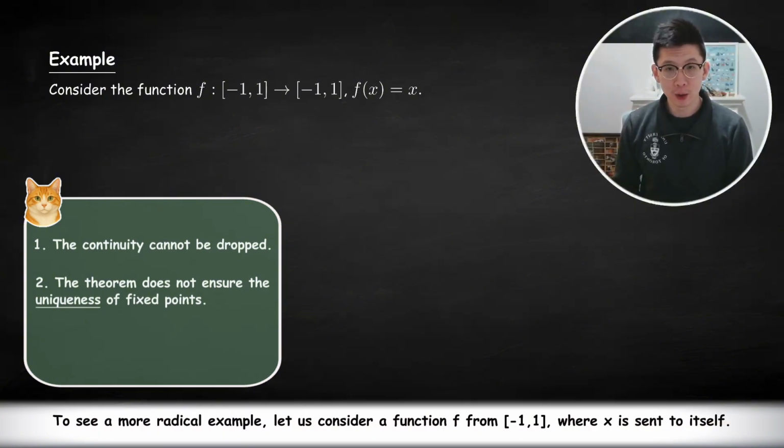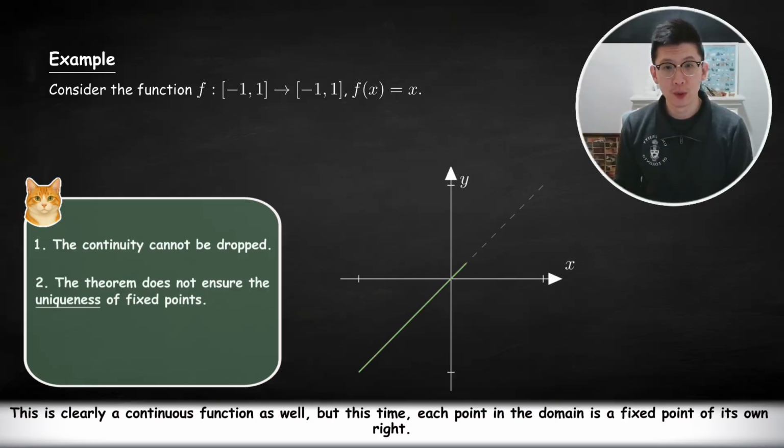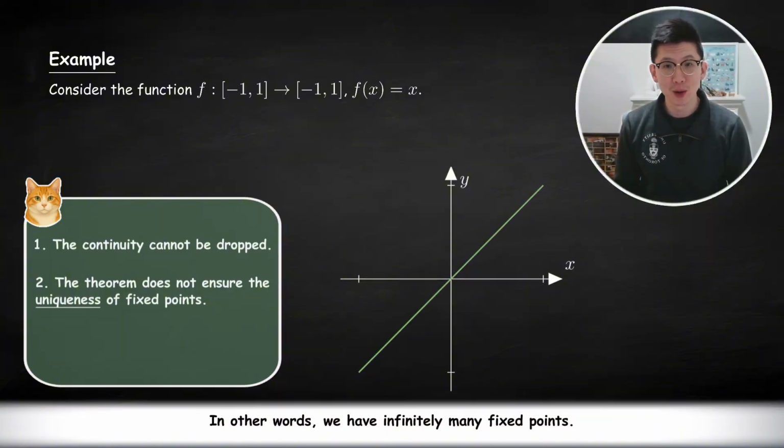To see a more radical example, let us consider a function f from [-1, 1] to [-1, 1], where x is sent to itself. This is clearly a continuous function as well, but this time, each point in the domain is a fixed point of its own right. In other words, we have infinitely many fixed points.